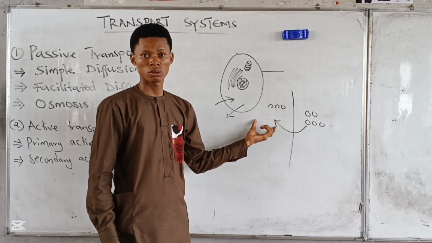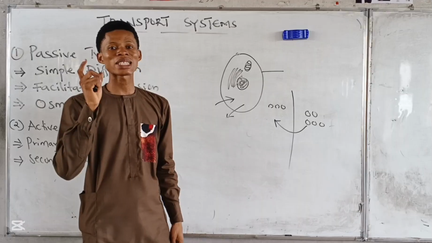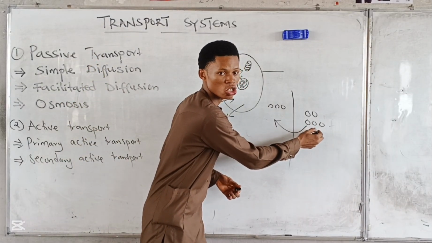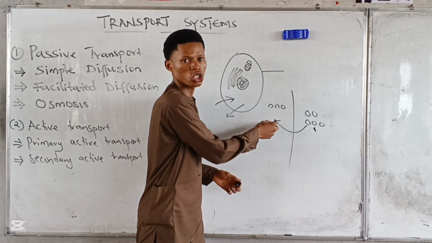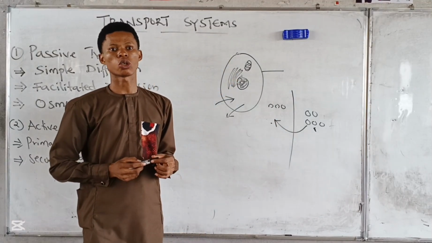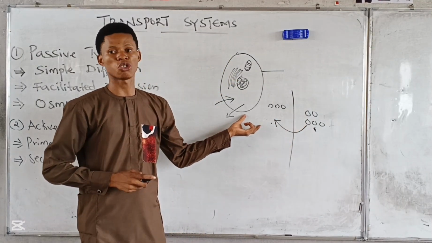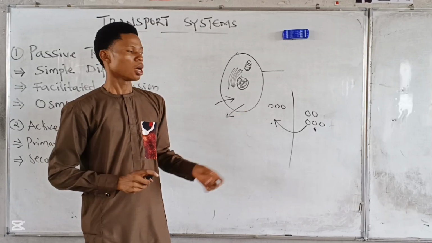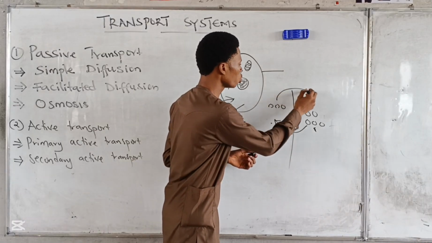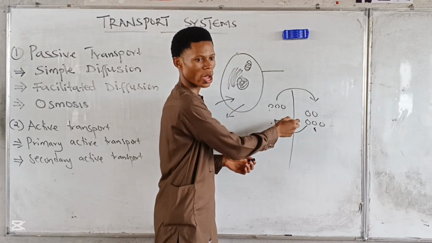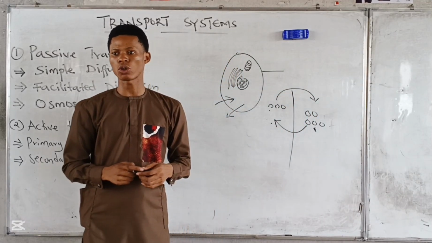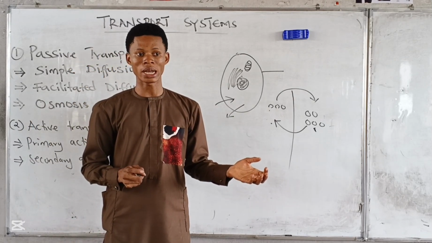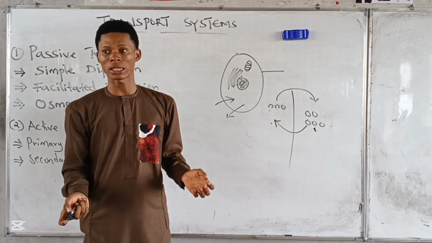So do we need energy? We don't need energy. Now in passive transport, molecules are moving from high concentration to region of low concentration, and so energy is not required because we are moving with concentration gradients. Do we understand that? But if we are moving from here to here, low concentration to high concentration, are we moving with concentration gradient or against concentration gradient? Against concentration gradient, right? And so energy is required, is it not?